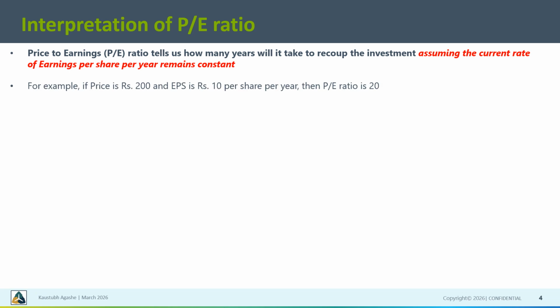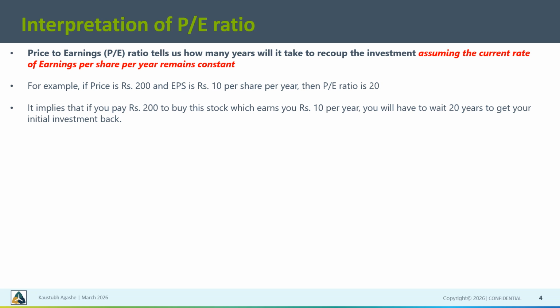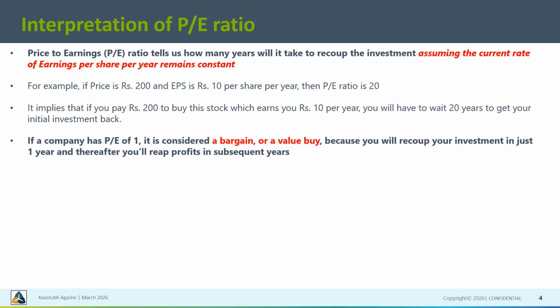For example, if price of a share is rupees 200 and its earnings per share per year is rupees 10, then P/E ratio is 20, 200 divided by 10. Now how to interpret this 20? This implies that it may take you 20 years if you pay 200 rupees and earn 10 rupees per year. You'll have to wait for 20 years to get your initial investment back.